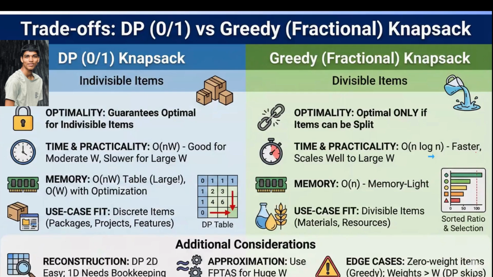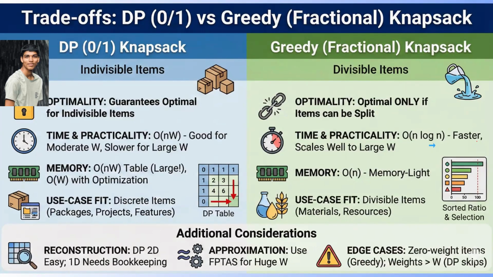Now I am continuing with this slide, which compares the 0/1 knapsack approach with the fractional knapsack approach. 0/1 knapsack using dynamic programming works only for indivisible items. It always gives the exact optimal result, but uses more memory and time. It is best for discrete items like project features, packages, or tasks. Fractional knapsack using greedy works when items can be split. It is much faster and very scalable, and uses very little memory. It is best for divisible materials like grains, liquids, or raw resources. So DP is best for exact results and greedy is best for speed.